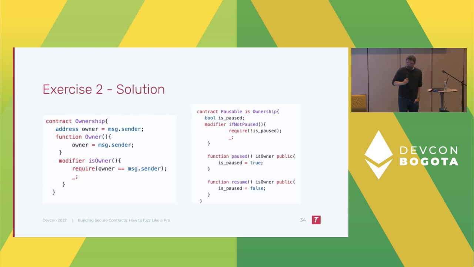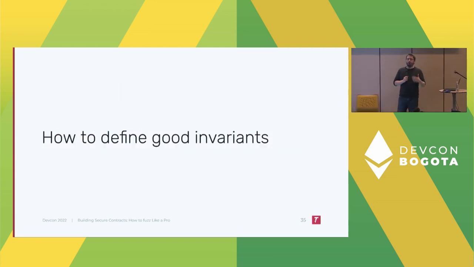Something which is interesting again is that we did not look at the Ownership contract. We did not look at the implementation itself. We just defined an invariant, and we let the fuzzer run, and it found the bug for us. So now let's bring up the question of how to define invariants. Okay.